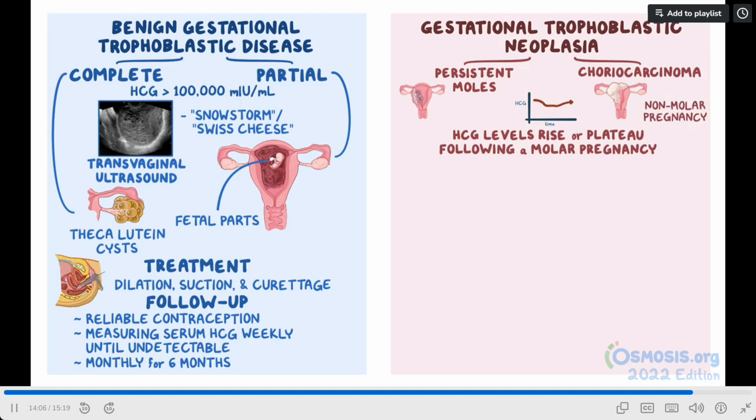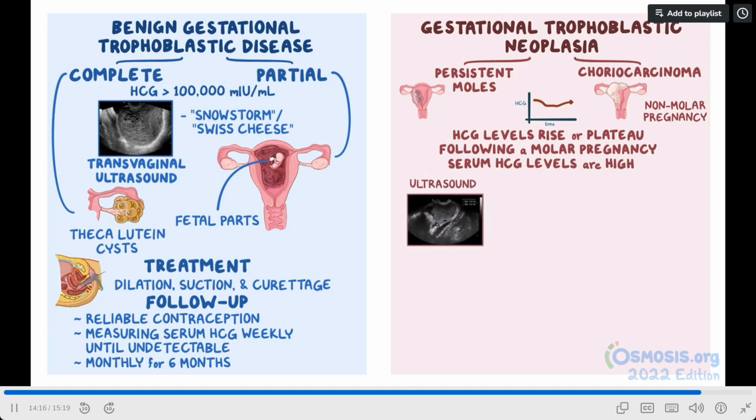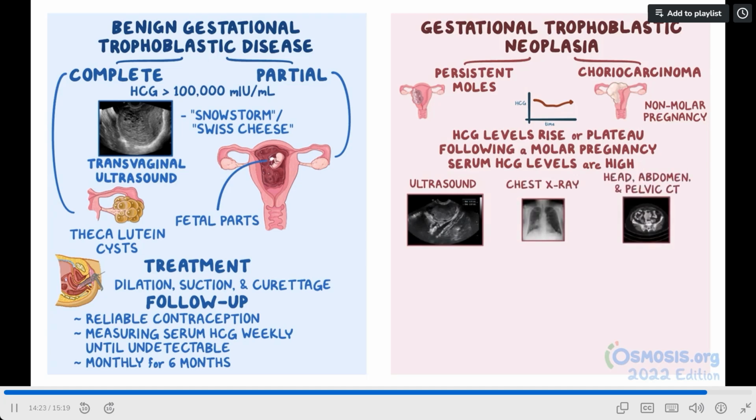With both invasive moles and choriocarcinoma, no matter the context, serum HCG levels are usually very high, and an ultrasound should be done to rule out a normal or ectopic pregnancy. Further workup includes a chest X-ray and a head, abdomen, and pelvic CT to stage the tumor and calculate a risk score. A score between 0 and 6 means low risk, so treatment relies on a single chemotherapeutic agent like methotrexate. A score higher than 6 means high risk, and needs a combination chemotherapy regimen like EMA-CO.